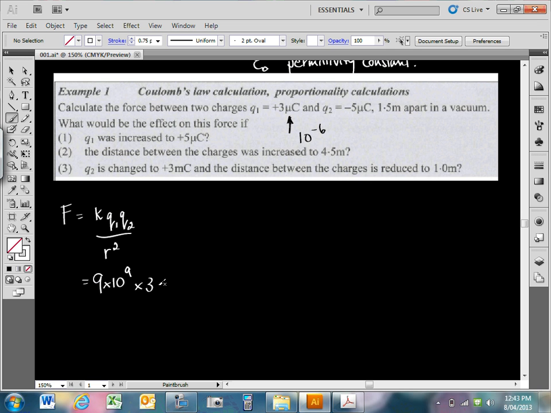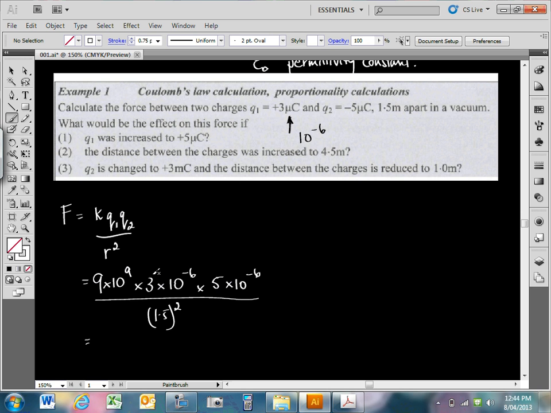3 by 10 to the minus 6 coulombs times 5 by 10 to the minus 6 coulombs. Notice I didn't put the sign of the charge. Why does the sign of the charge matter? It helps to give us the direction later, that's right. So 1.5 meters apart. That 1.5 meters is in SI units. Don't forget the squared. That's a classic mistake to make.